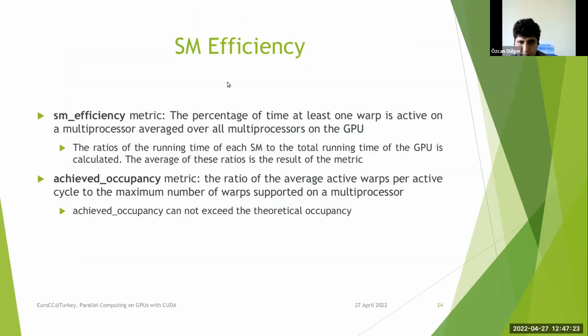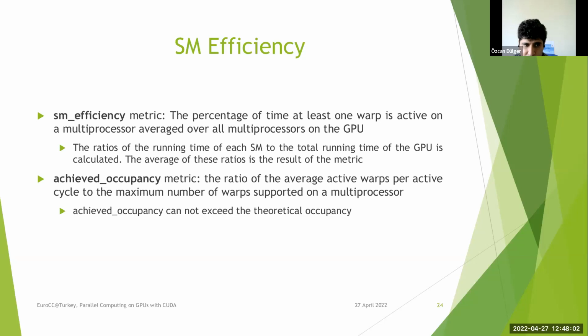We use two metrics in the following example. The first one is the SM efficiency metric. This is the percentage of time at least one warp is active on a multiprocessor, averaged over all multiprocessors on the GPU. So how can we obtain this percentage value? The ratios of the running time of each streaming processor to the total running time of the GPU is calculated first. Then the average of these ratios is the result of the metric.